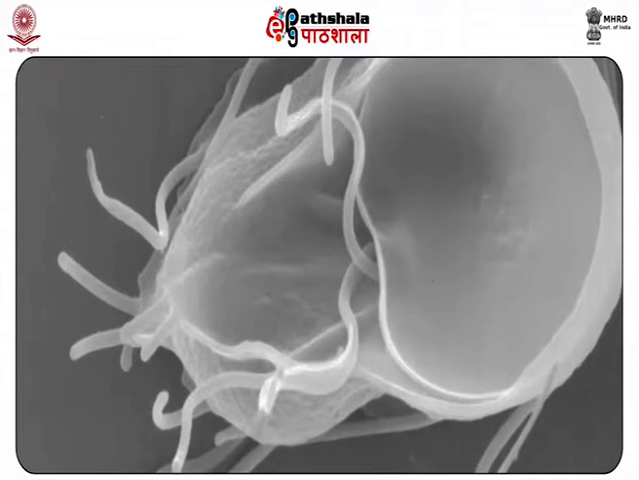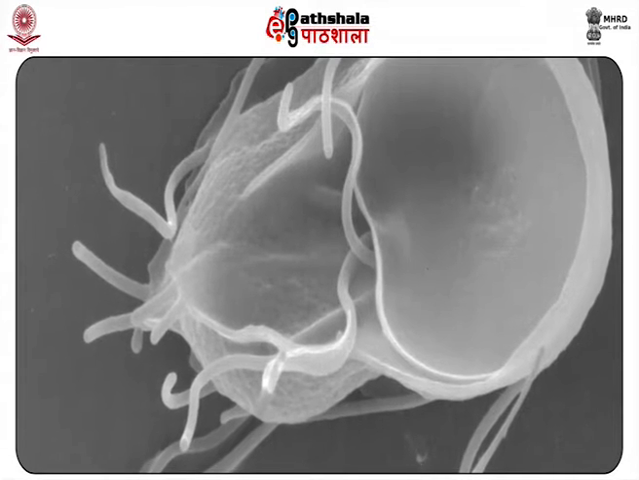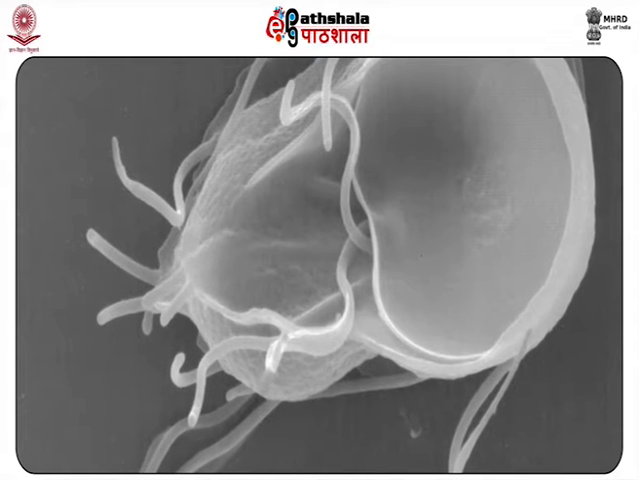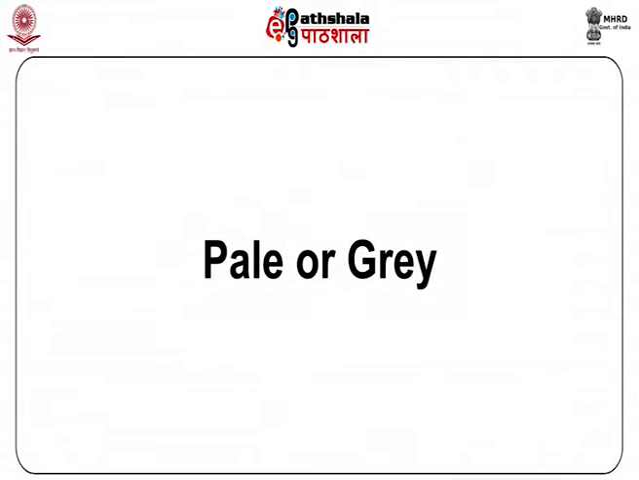Yellow. Due to a parasitic infection like giardiasis, feces can be yellow in coloration. Giardiasis is caused by Giardia, which can cause severe and communicable yellow diarrhea. Gilbert's syndrome can also be one of the reasons for the yellow coloration. If the food passes through the digestive tract very quickly, then it can lead to yellow stool. Yellow stool can also be found in people with GERD, that is gastroesophageal reflux disease. Pale or grey.